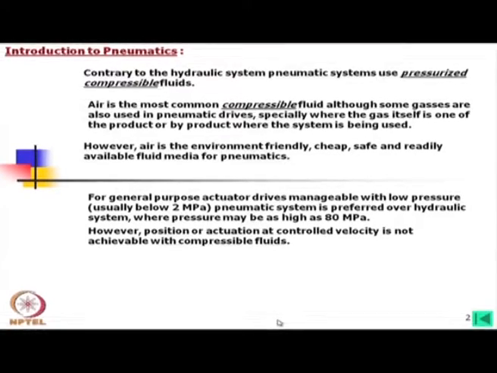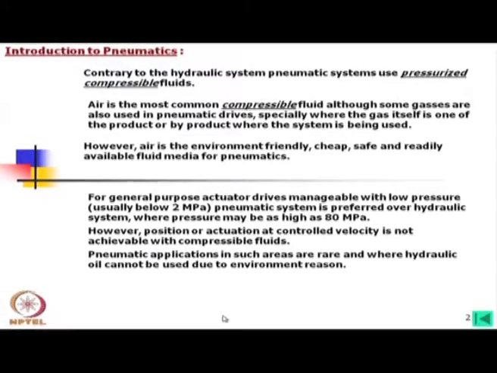However, position or actuation at controlled velocity is not achievable with compressible fluids. This is a drawback with compressible fluids. If you would like position control or velocity control, then it is very difficult to achieve. For a small magnitude, small zone, it is possible. For a relatively larger zone, larger range, hydraulic fluid will be more useful.